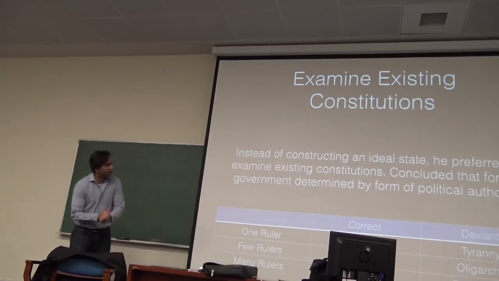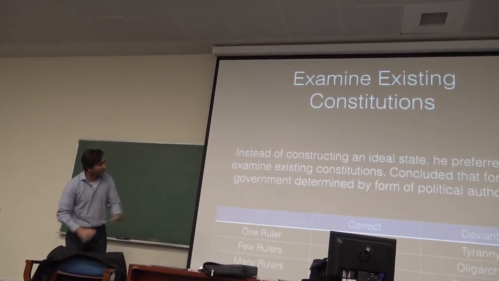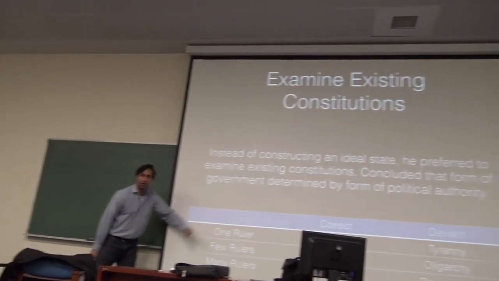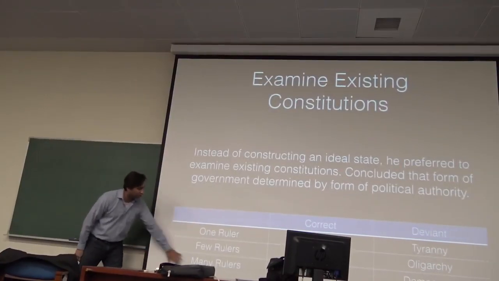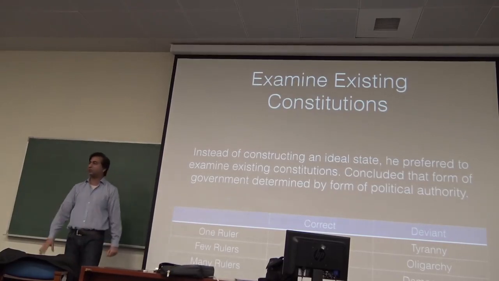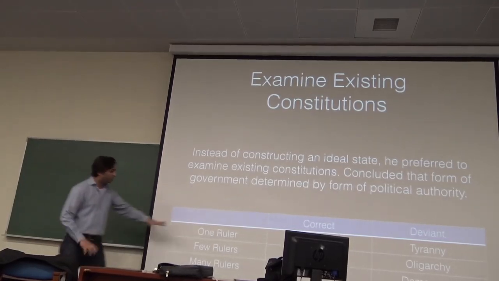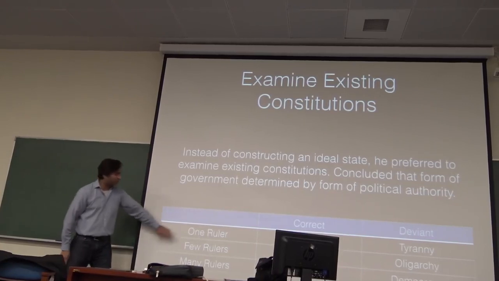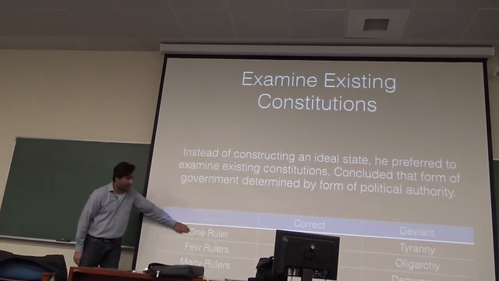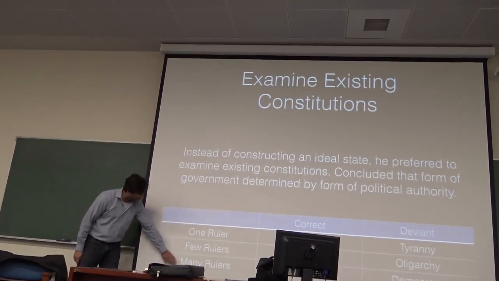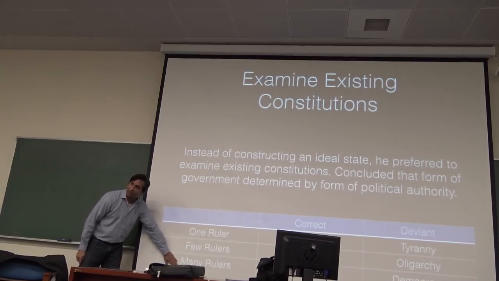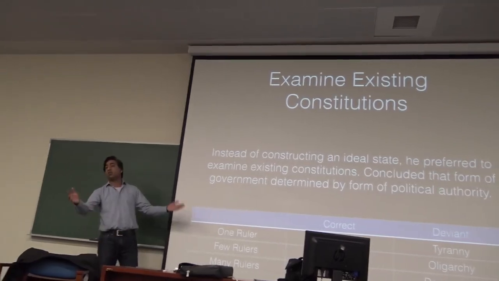So the idea that he came up with was, well, we can see that in different states, either there's one ruler, or there are a few rulers, or there are many, many rulers. That's what we see first of all. And then we see that there are good or bad versions of each. Sometimes you have one ruler and those states are running quite well. A few rulers, those states are running quite well. Many rulers, those states are running quite well. And sometimes you have the same kinds of states and they're not running well.